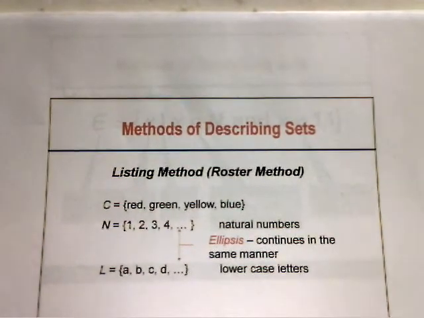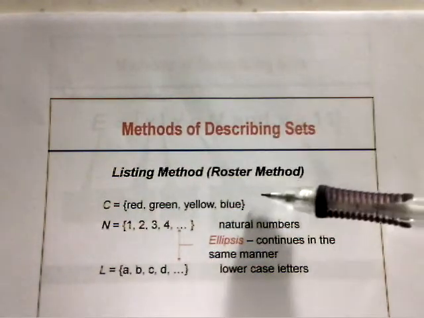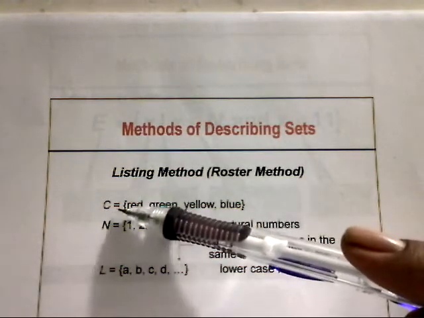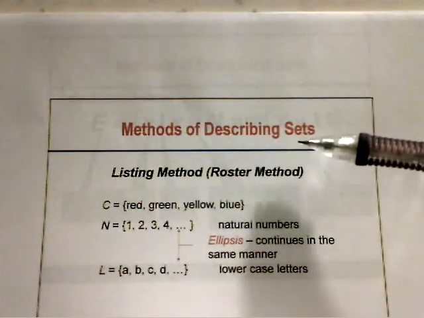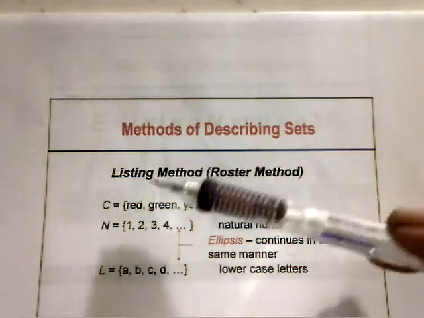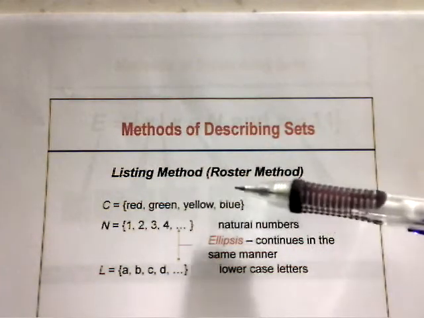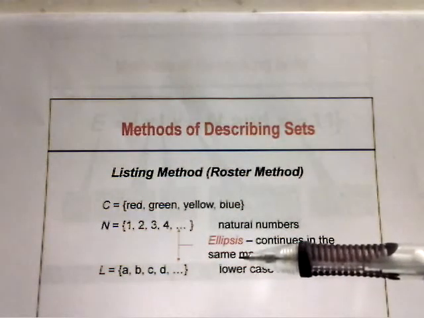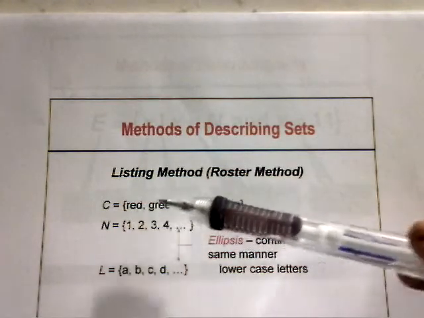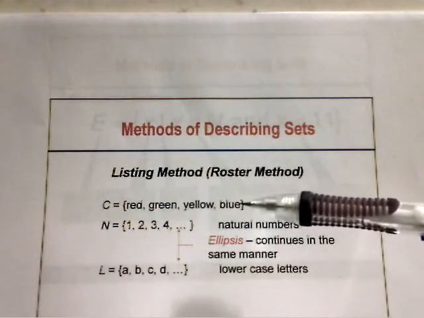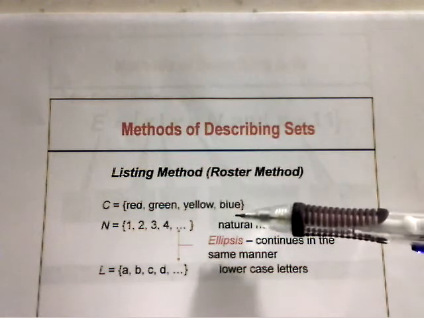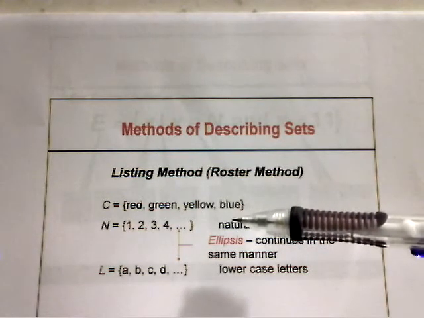These are just examples of what a set looks like. Usually they're going to be in braces with a capital letter, in this case, and each one of those individual objects are called elements. So here, red, green, yellow, blue, those are objects or members or elements of that particular set.